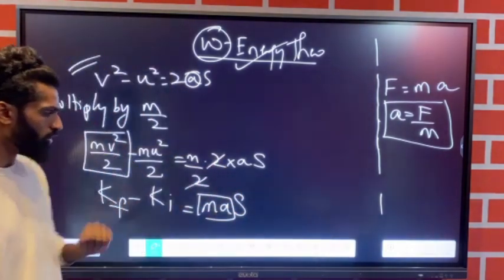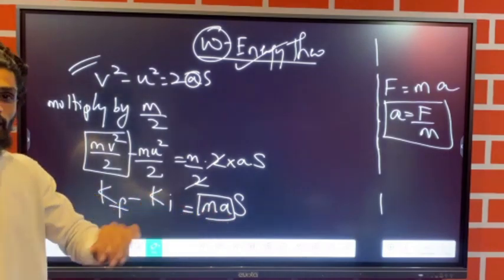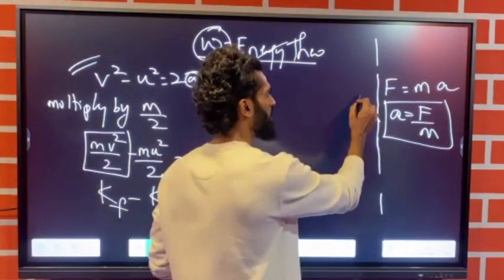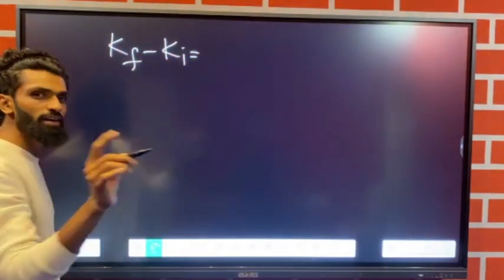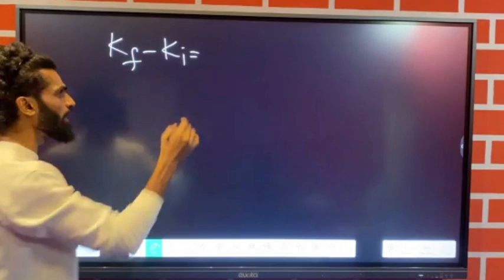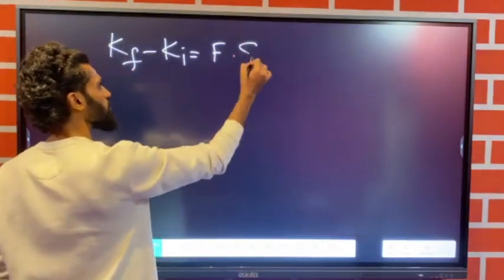No problem at all. Now focus. In the next step, instead of writing MA, I'll write F, based on what F is equal to, MA. On the left hand side already, KF minus KI was there. Instead of writing MA, I write F based on Newton's second law of motion, which says force is equal to mass times acceleration. Dot S was already there.